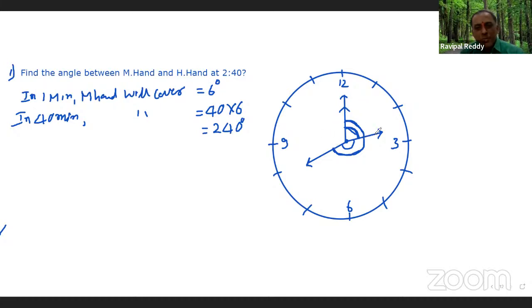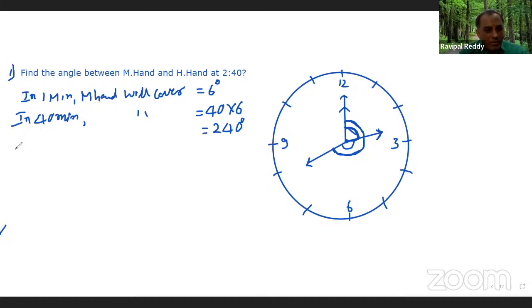Now, how many minutes will the hours hand take to reach the present position from 12? In 2 hours 40 minutes only. 2 hours 40 minutes means how many minutes? 1 hour is 60 minutes, 2 hours is 120 minutes. So 2 hours 40 minutes means 120 plus 40, 160 minutes.